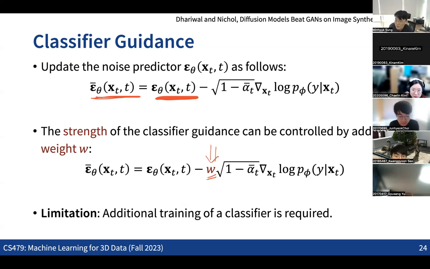Then you can see that the limitation here is that we need to train the additional classification network. It takes a lot of time, and it also has to be trained after we train the DDPM model, because we need to take all the xt as the input.